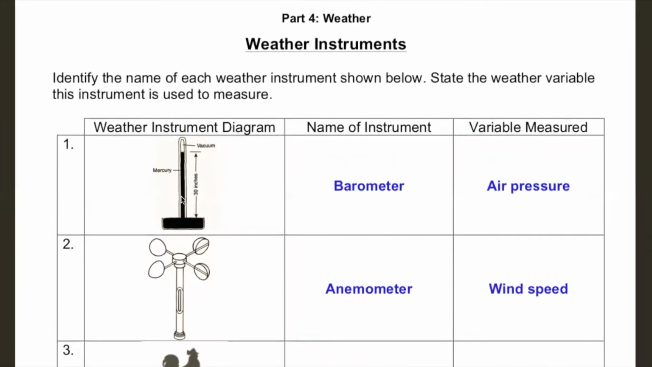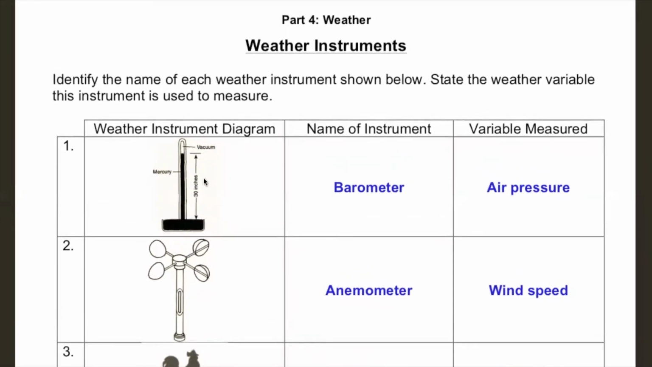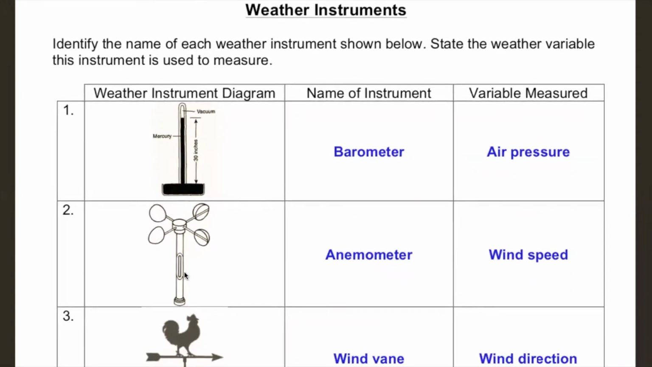So number one, this is a mercury barometer. You have mercury in a tube. It pushes things down. You could tell because it says inches of mercury. You should easily know it measures air pressure. It's called a barometer. It's in our notes. This thing with little cups on the end, I have one in our classroom. When you blow into it, the faster the wind blows, the faster it spins. That's called an anemometer.